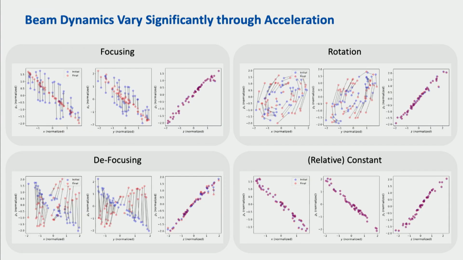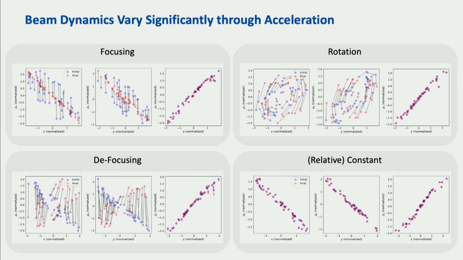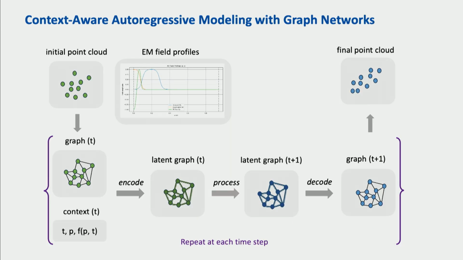An additional challenge with this application is that the beam dynamics vary significantly through acceleration because of the magnets installed at different locations along the accelerator. We have qualitatively different behaviors such as focusing, defocusing, rotation, or relatively constant. Given the challenge, we decided to build a context-aware model that takes into consideration both the beam state and the EM field profile. We encode both the graph features and the context information into the latent graph, with the rest of the model unchanged. We can now use the graph network as an autoregressive surrogate and make predictions for multiple steps.